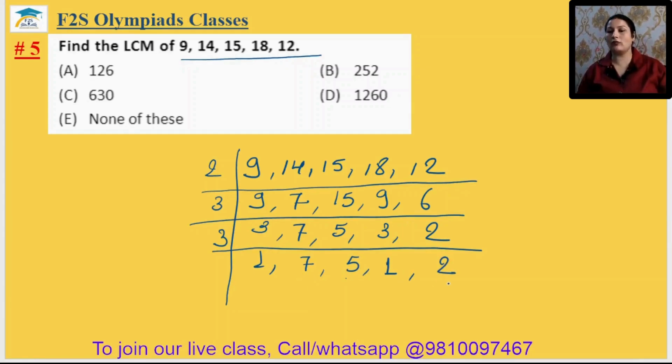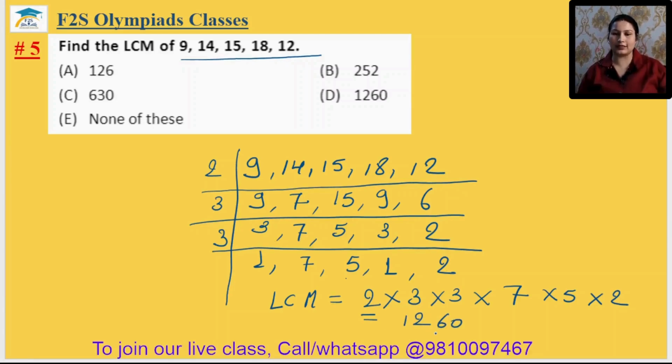Now there is not any common factor between this set of numbers. So the LCM will be the product of these numbers: 2 multiplied by 3 multiplied by 3 multiplied by 7 multiplied by 5 multiplied by 2. If you multiply all these numbers, you will find 1260. It is in option D. The fifth answer is option D.